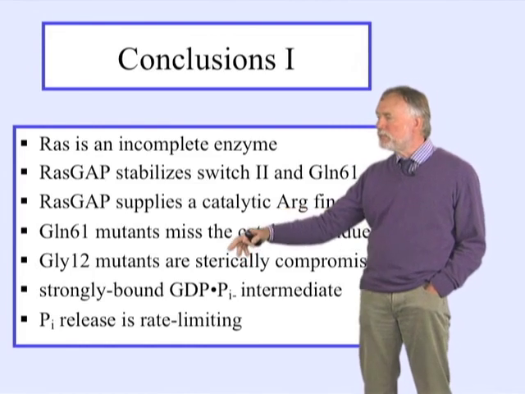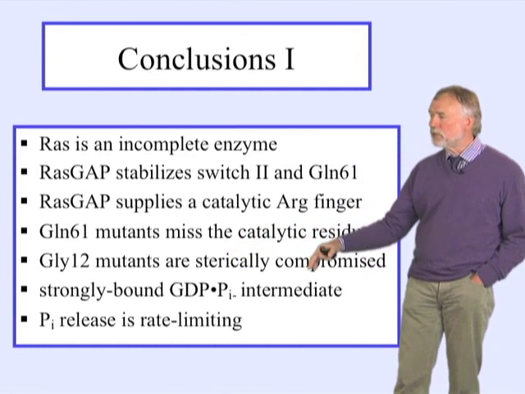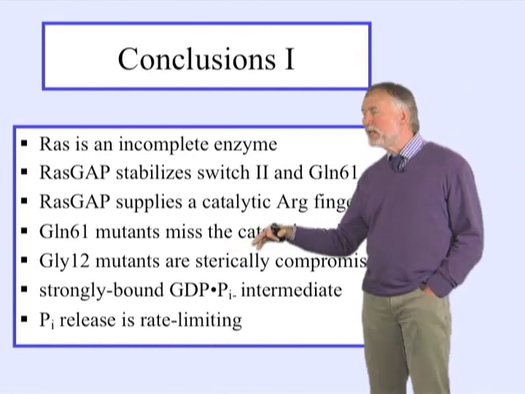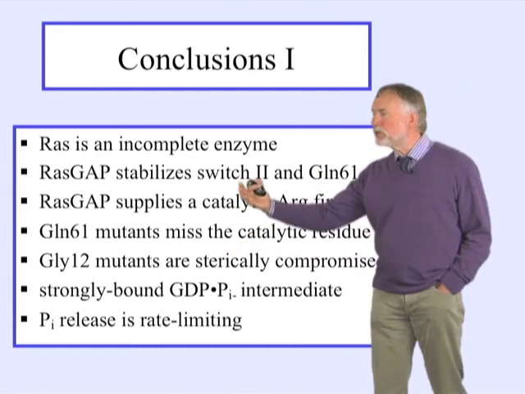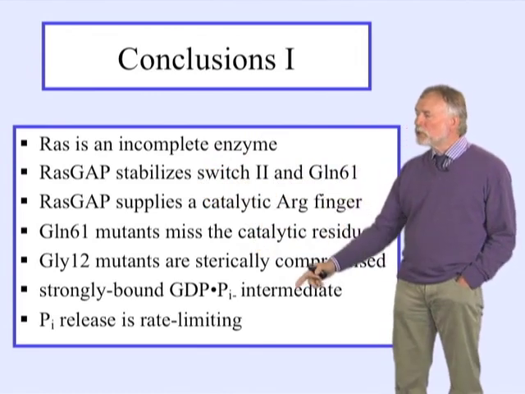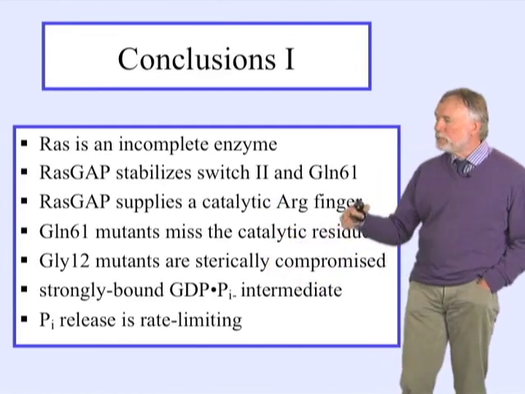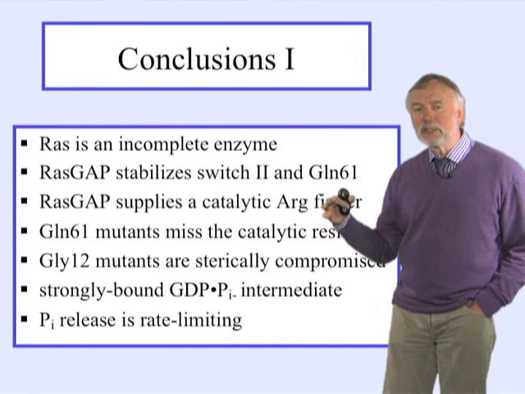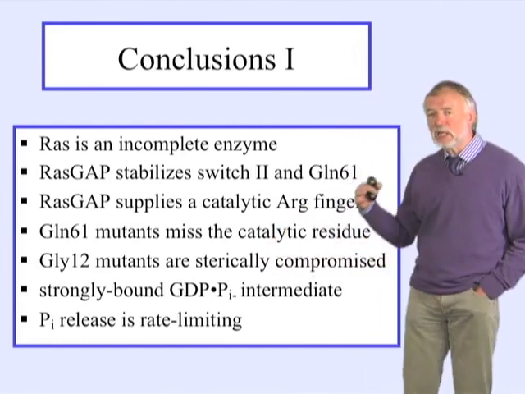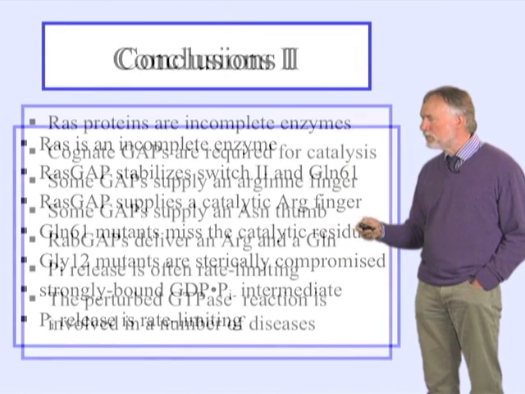And you have glycine mutants, which are sterically compromised to do GTP hydrolysis. There is no way that the arginine finger can go into its proper position when there is a mutation of glycine 12. I also showed you that there is a strongly bound GTP-Pi intermediate, and that Pi release in the GAP system becomes rate limiting. Whereas without GAP, the chemical cleavage reaction is the rate limiting step.